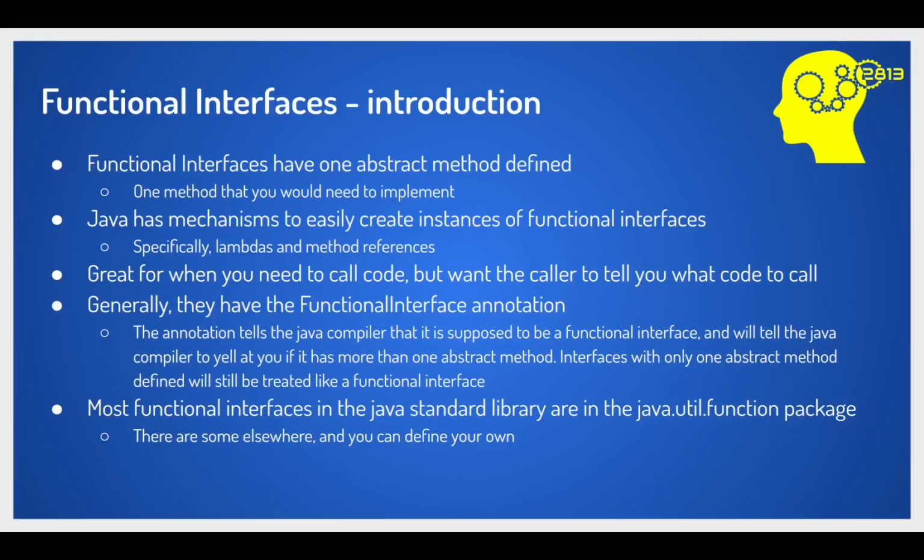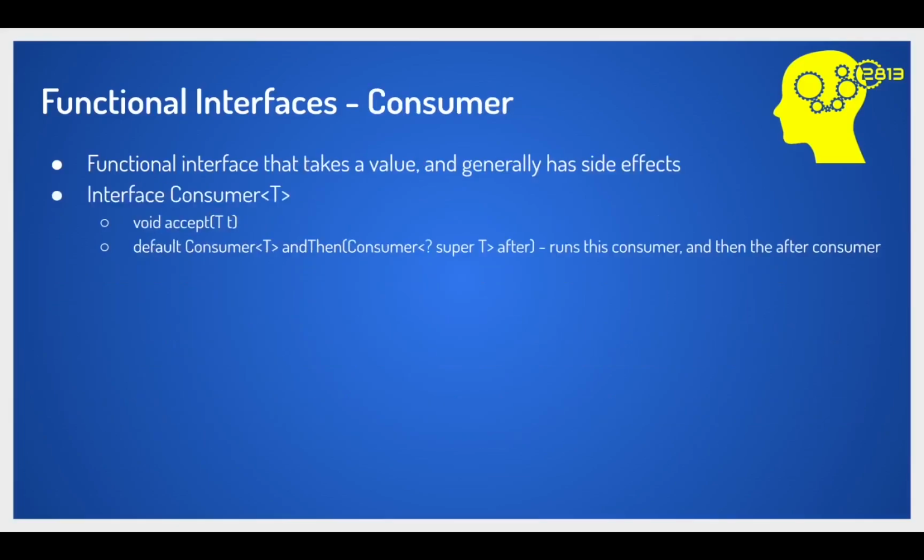Most functional interfaces will have the FunctionalInterface annotation, which just tells Java to yell at you if it has more than one method that needs to be implemented. Most functional interfaces in the Java standard library are in the java.util.function package. There are some elsewhere, and you can define your own functional interfaces.